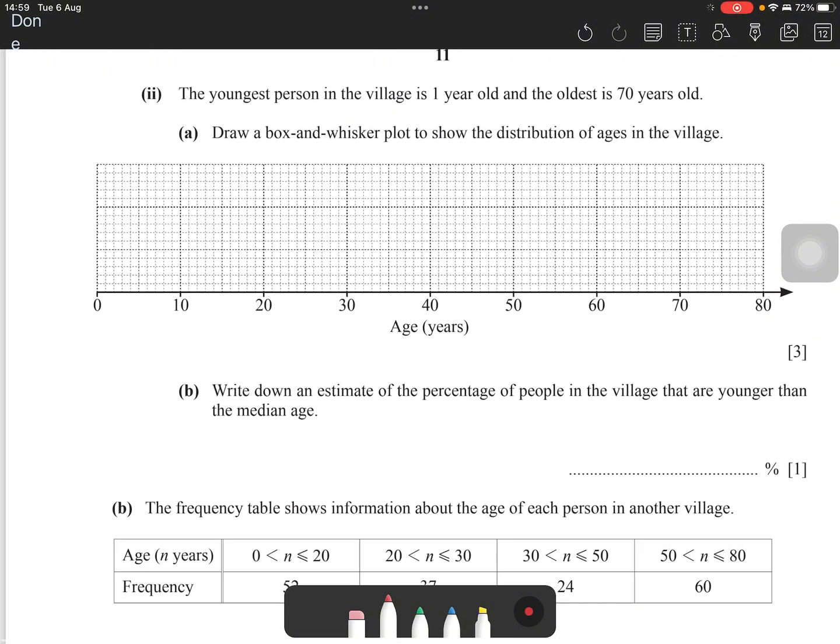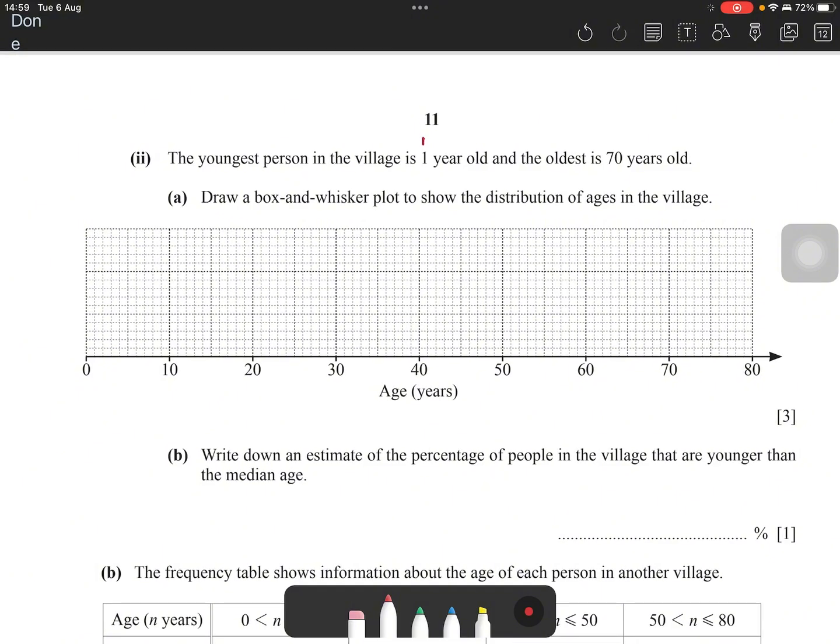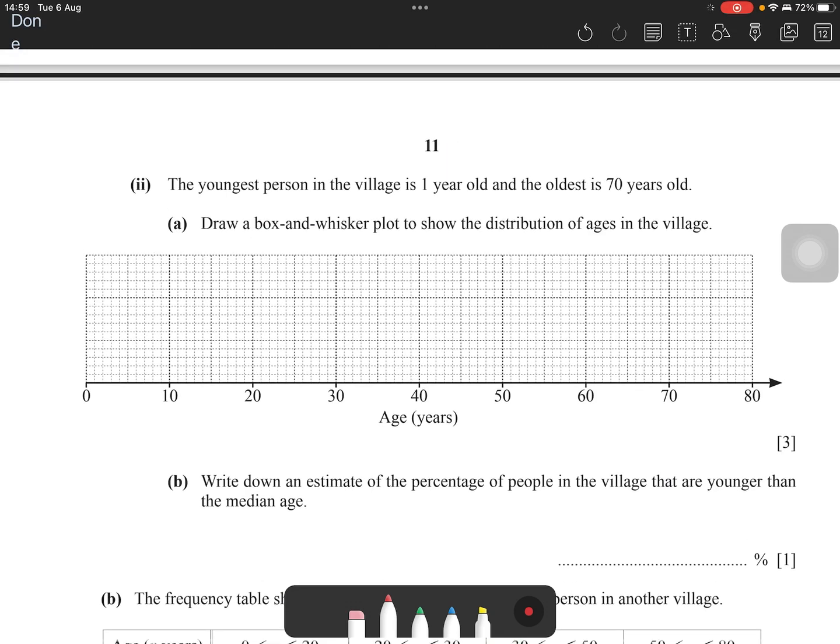Second question. The youngest person in the village is 1 year old, and the oldest is 70 years old. So this is the minimum value, and this is the maximum value. To draw a box and whisker plot, we also need to find lower quartile, median, and upper quartile. From the first question, we know that the lower quartile is 17.5 and the median is 25.